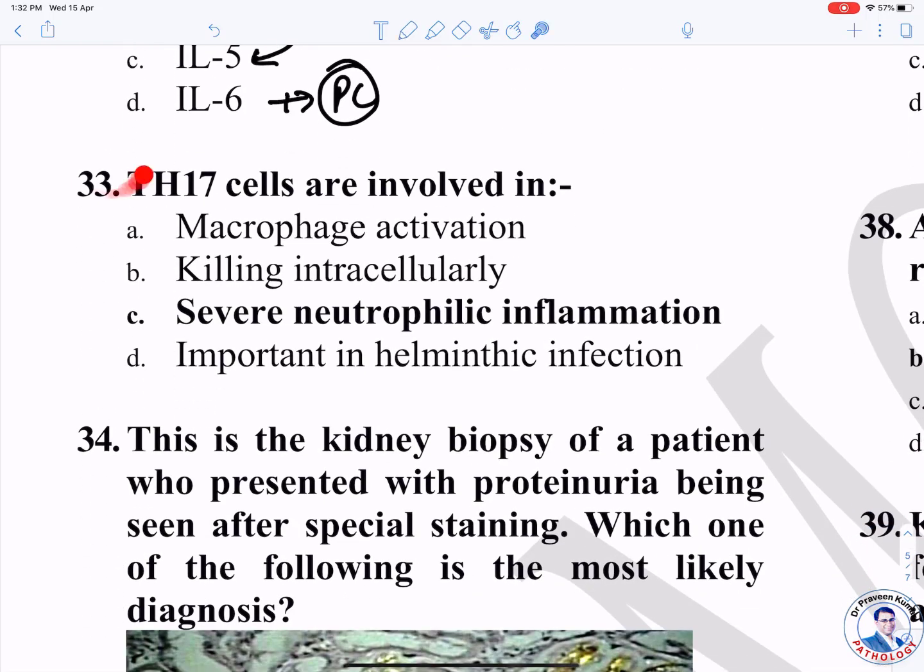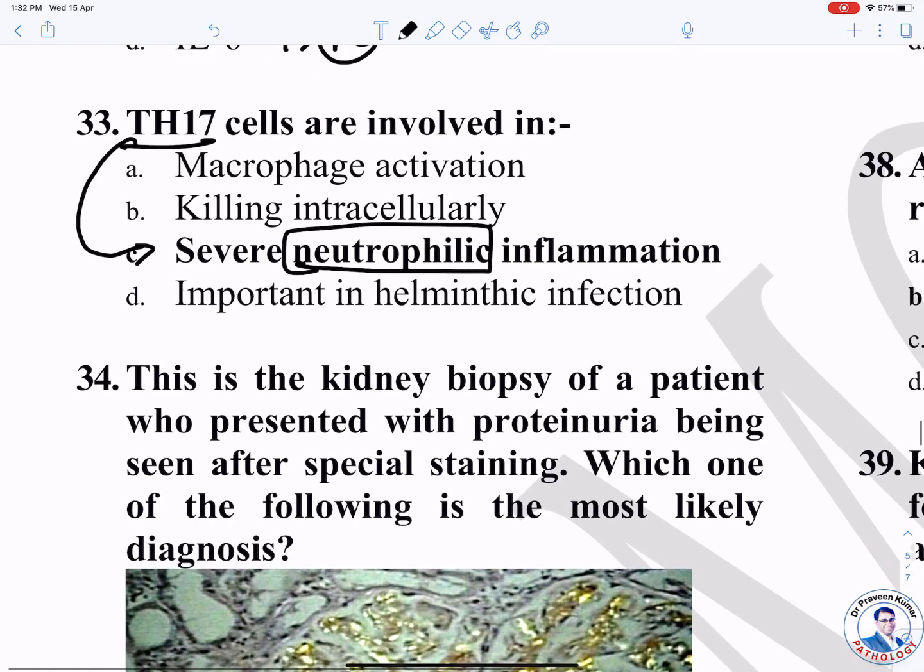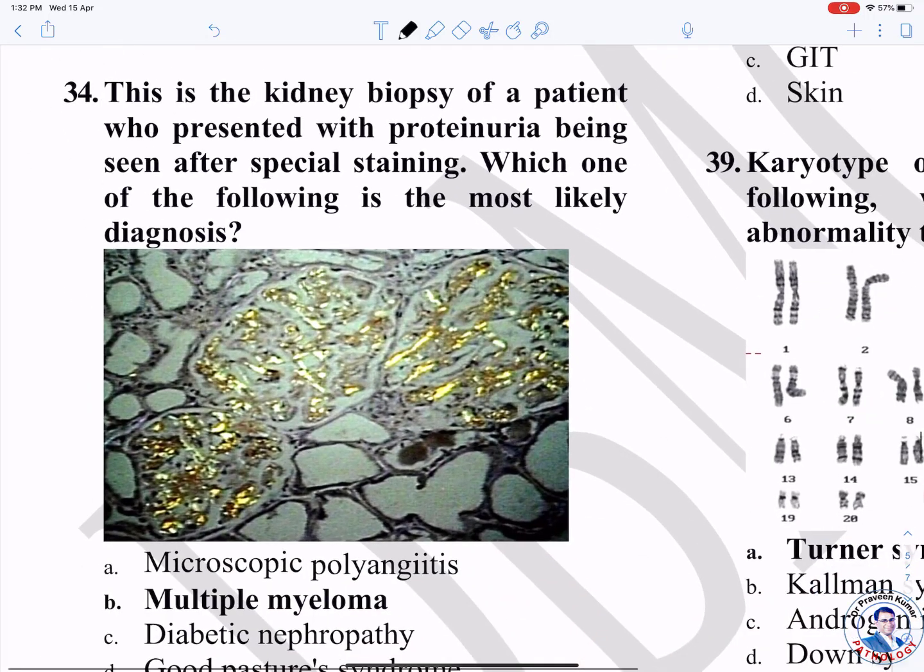Question 33 about TH17 cells, guys. TH17 cells activate the neutrophils. There's no doubt about it, and the answer is very straightforward. The answer is C. Some of you have made this question wrong. So sir, asking me, sir, what is this?